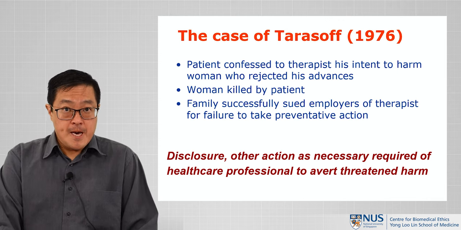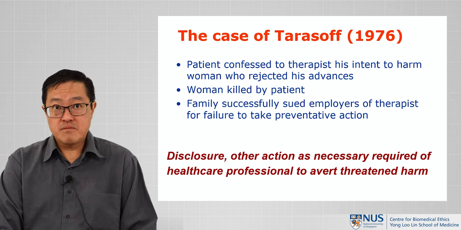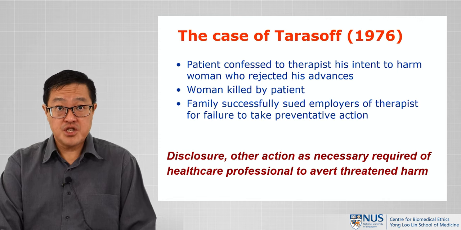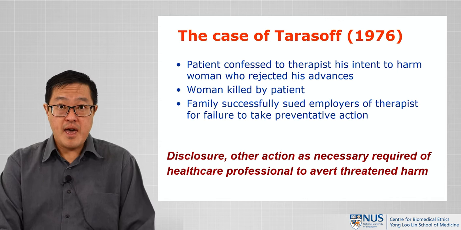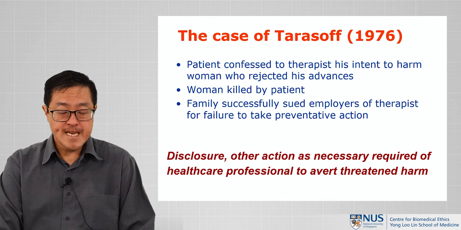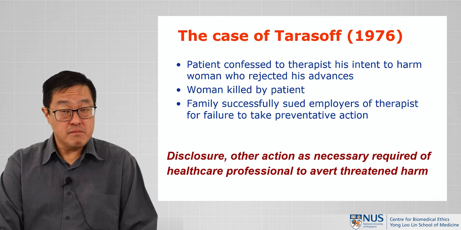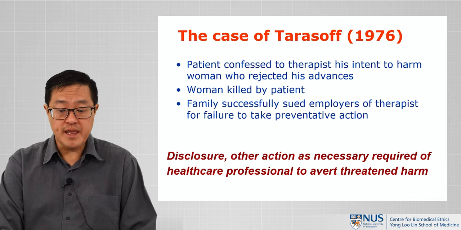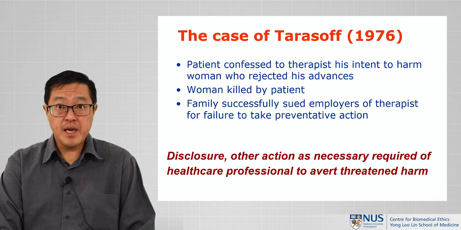What happened in Tarasoff? There was this particular lady, Tatiana Tarasoff. She had a New Year's Eve dance with this chap called Prosenjit Poddar, who fancied her. But she evidently didn't fancy him, and she would reject all his invitations to go out with him, do stuff with him. This chap Prosenjit Poddar confessed to the therapist in the university they were both in. So Tarasoff was an undergraduate, Prosenjit Poddar a postgrad student. Prosenjit needed therapy with a psychologist, and he confessed to the therapist his intention to harm the woman.